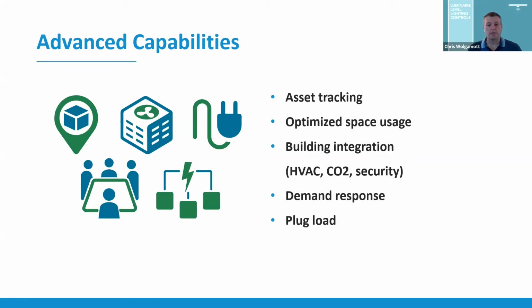Most of these systems have multiple advanced systems inside them as well. Some of that includes asset tracking, space utilization optimization, building integration, demand response, and plug load. I think the ones that we're seeing the most of today are the HVAC interaction and plug load. That's using the sensors to help create better controls for other building loads, using the sensors that are all over the place with the lighting in a space.